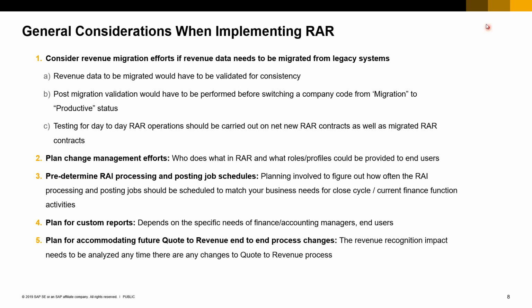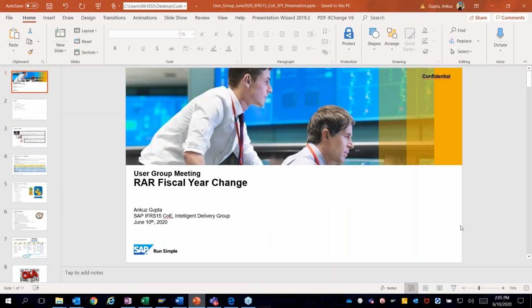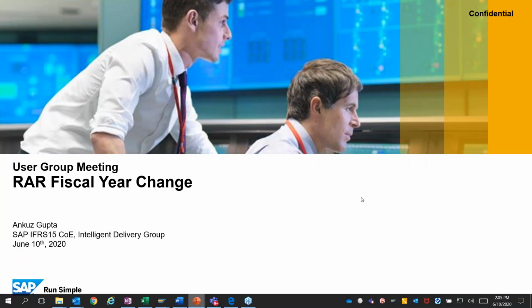Okay, so Ankus is next. Yep. All right, I'm ready. We have our SAP All ready, Ankus, to do the topic deep dive? Yep, go ahead. I hope you're able to see the screen and hear me properly. Yes, we're seeing user group meeting RAR fiscal year change. I'm just trying to go to the slideshow mode. There you go. Thanks for making me the presenter.